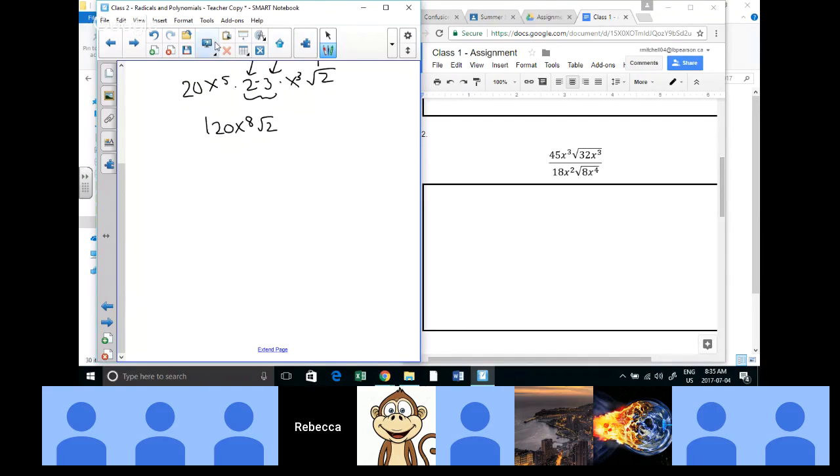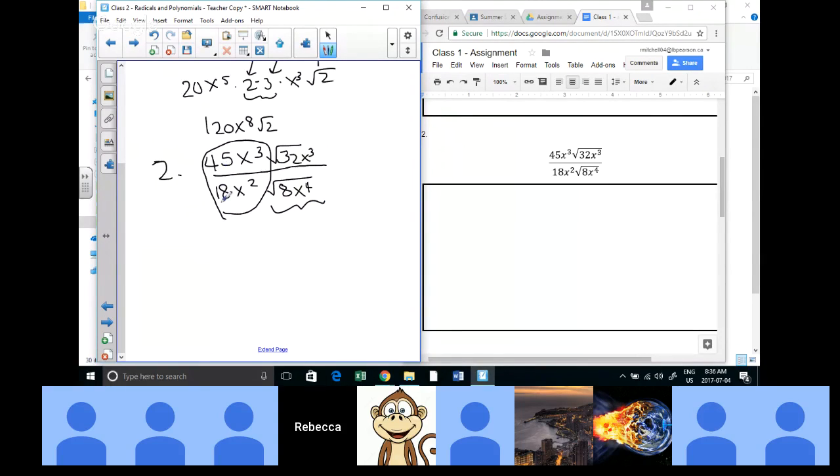Okay, so let's look at number 2. So number 2, we have 45x cubed, 32x cubed underneath. And here we have 18x squared root of 8x to the 4. So here we have coefficients and here we have our radical.